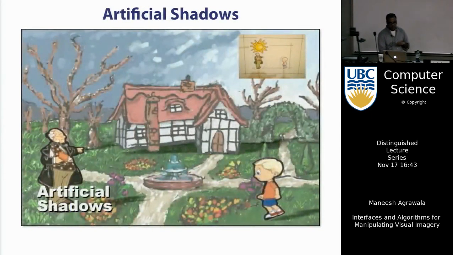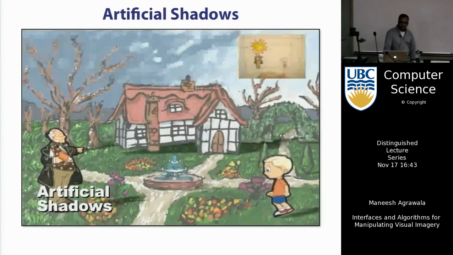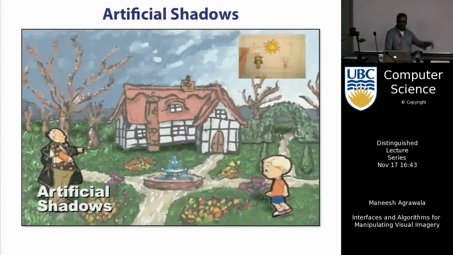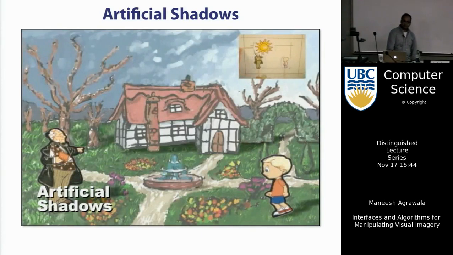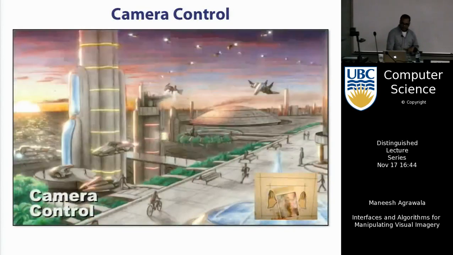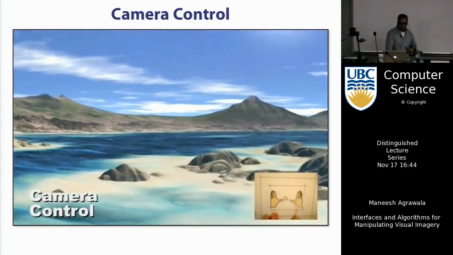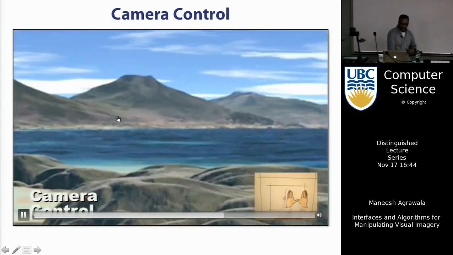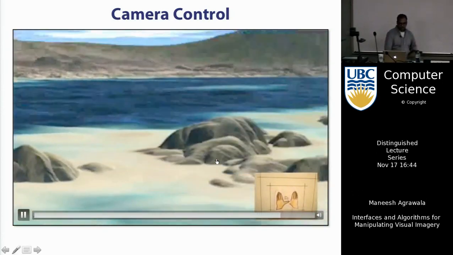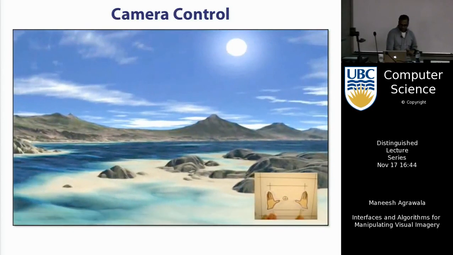Once we have a ground plane, we can also create these kinds of cast shadows, and we can add this sun puppet to indicate the direction of the shadows. We can have camera control, so we can put in different backgrounds by showing different images, and then these two hands can frame the shot. So you can see there are a number of different effects that we can achieve through this approach.